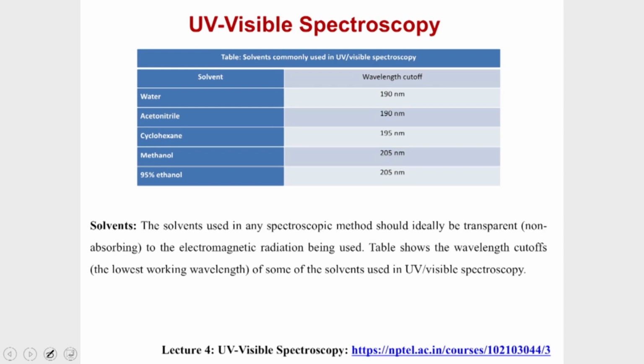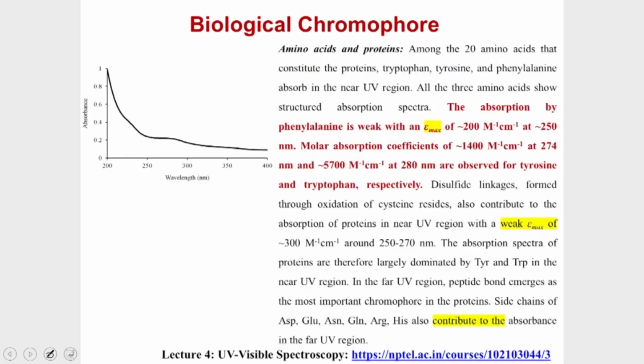Apart from that, you can have biological chromophores. So far we have discussed small molecule chromophores. A classical example is the amino acids. The protein is made up of 20 amino acids. Among them, tryptophan, tyrosine and phenylalanine absorb in the near UV range.